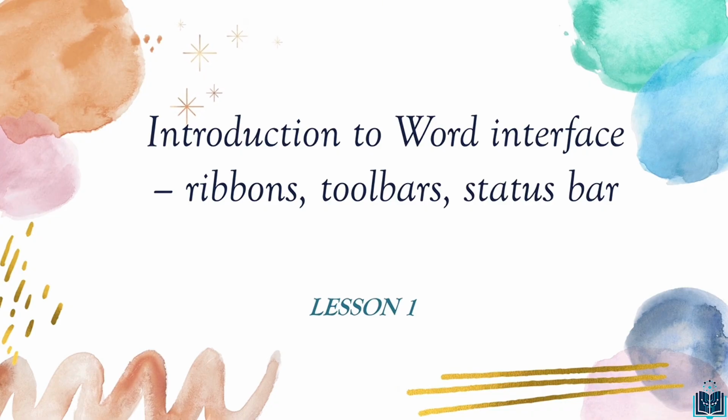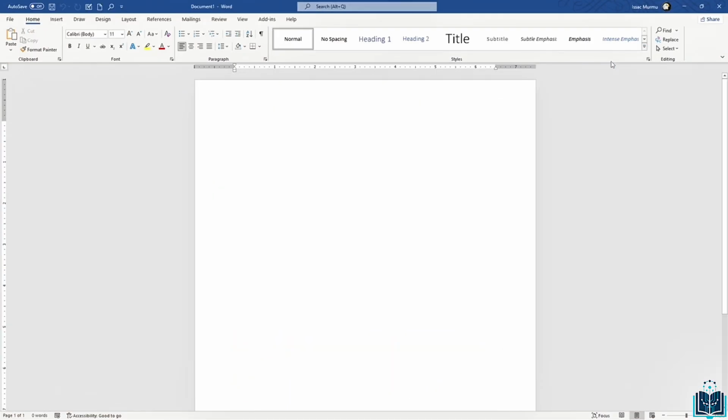Okay, so when you first open Microsoft Word, the first thing you will see is the main workspace. At the top is the title bar, which shows the name of your document. Here it shows Document 1, and below that you will notice the ribbon, which is like a toolbox that organizes Word's features.